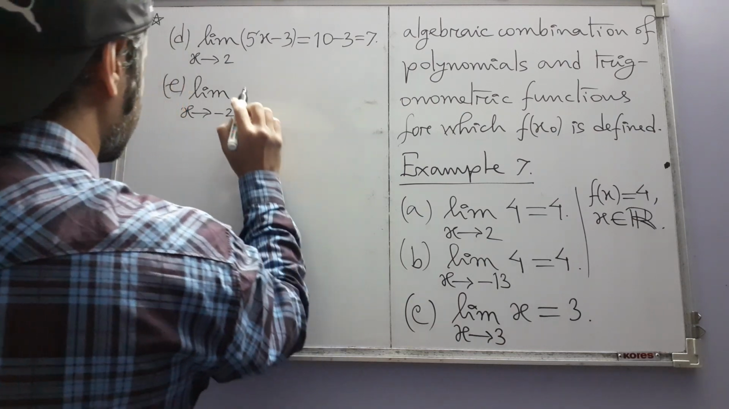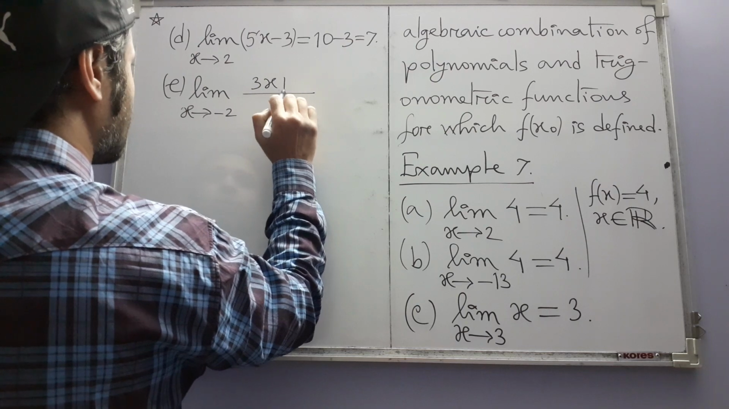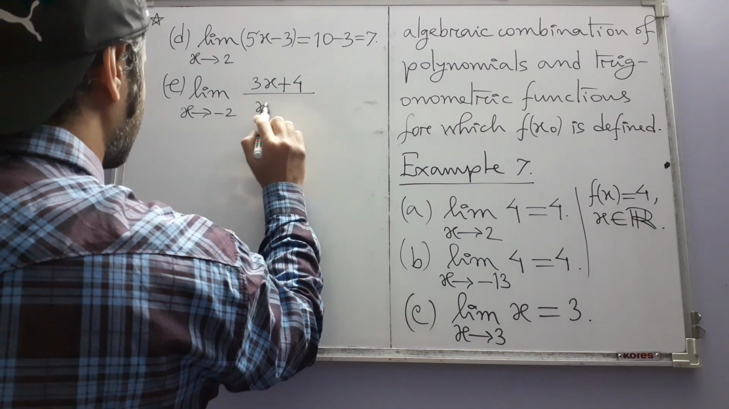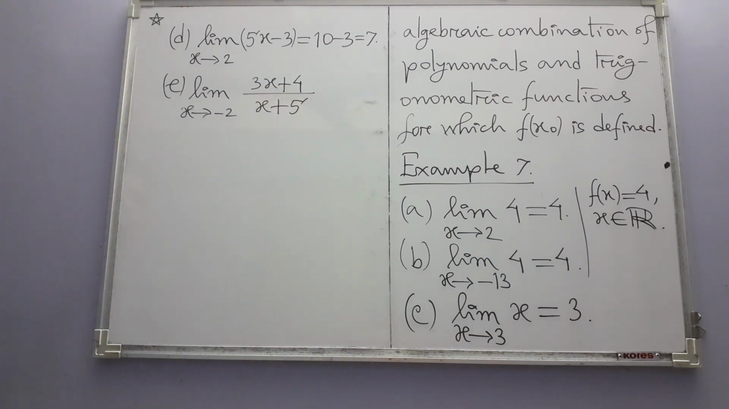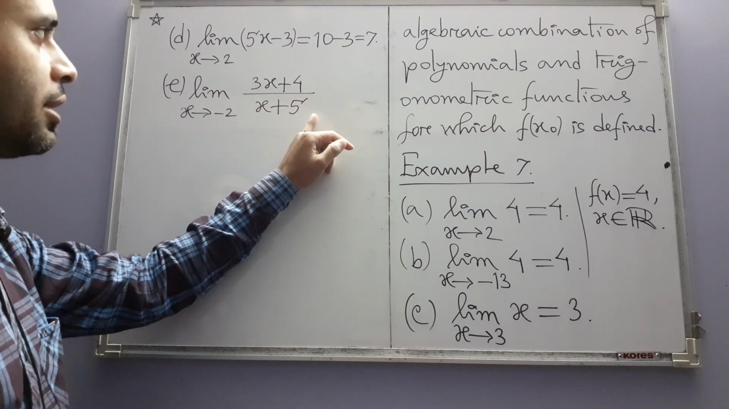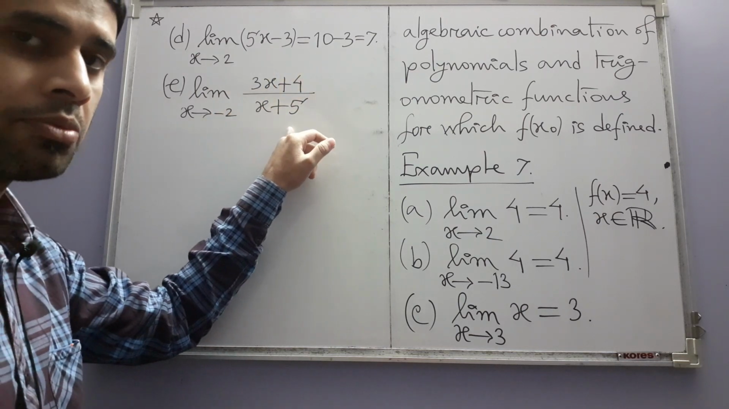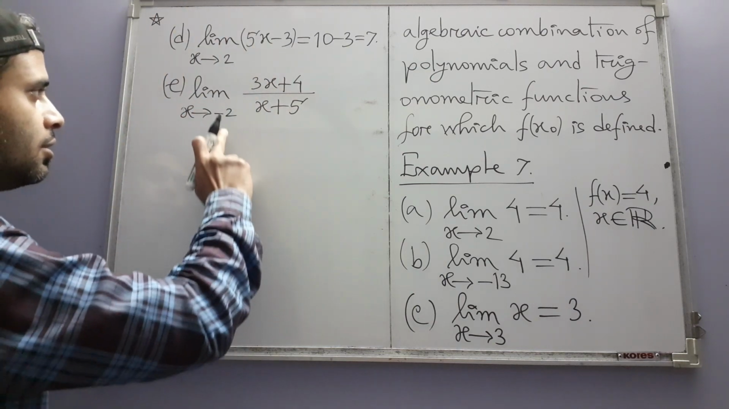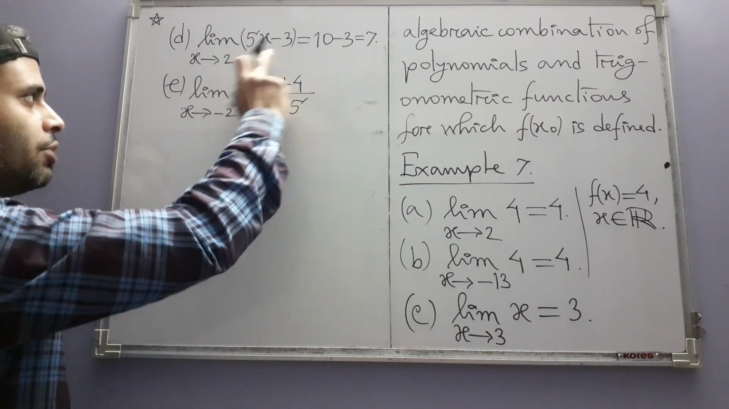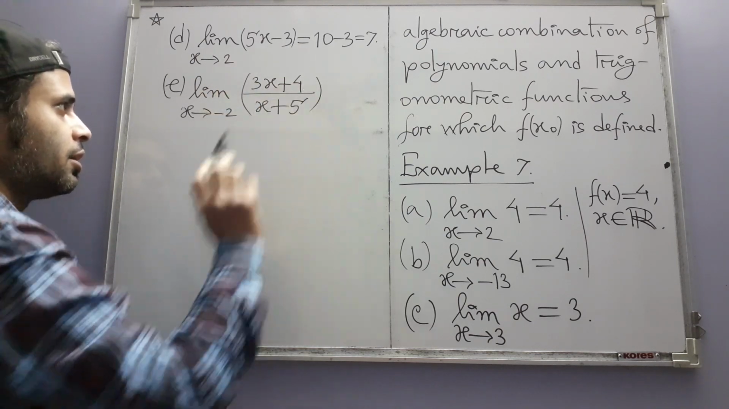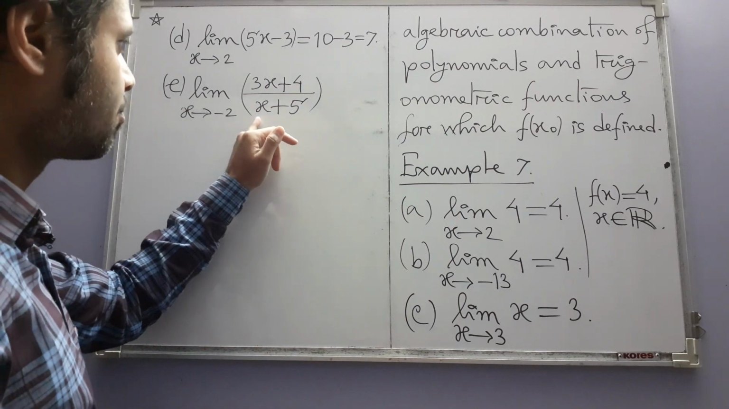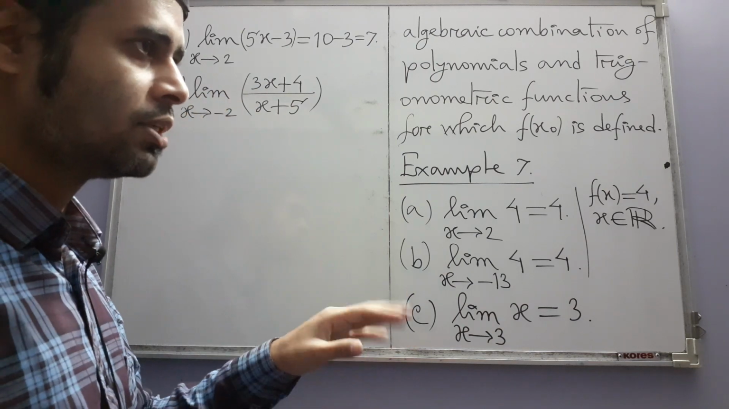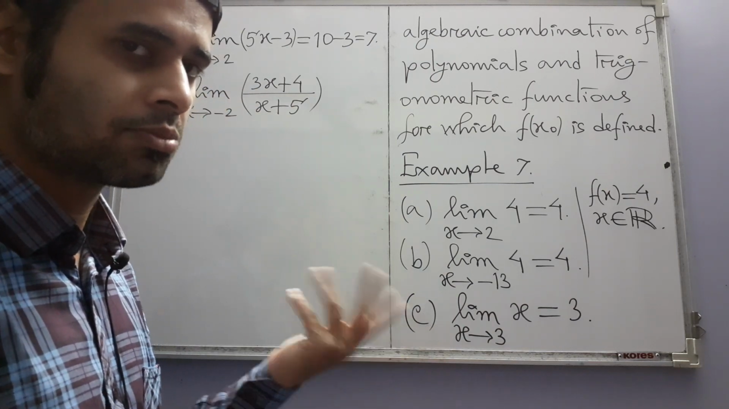x tends to minus 2, and the function here is this rational function. A rational function is the quotient of two polynomials. Now before you put x equal to minus 2, you have to make sure that minus 2 is a point in the domain of this function. It is, because you can just simply put x equal to minus 2. Whenever you get a quotient like this, the only problem that may arise is from the denominator. If the denominator becomes 0, then the point that you are putting, which makes the denominator 0, is obviously not a point in the domain.